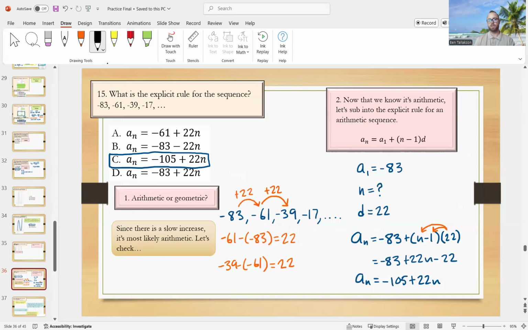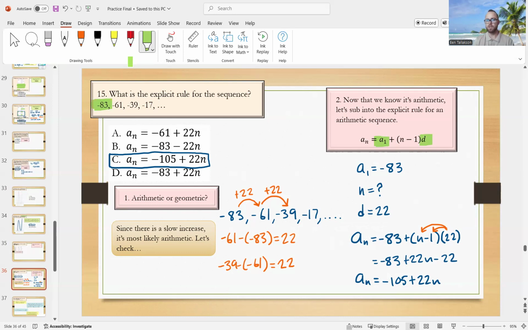There's a little bit of work there to discover that value. And we need to ultimately use this formula. That's what they're asking us to do. A sub 1 is the first value they give us, -83. N, we don't know. They didn't tell us. D is the difference. We found that there, the 22.